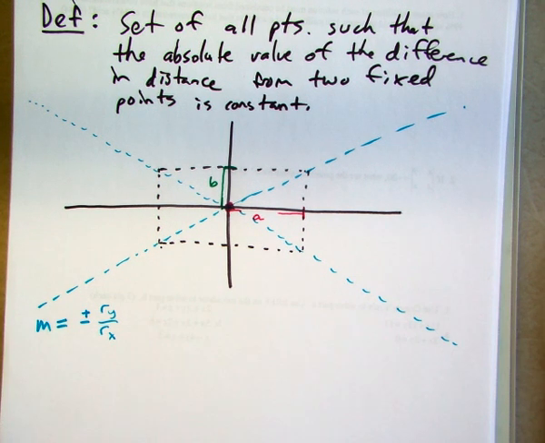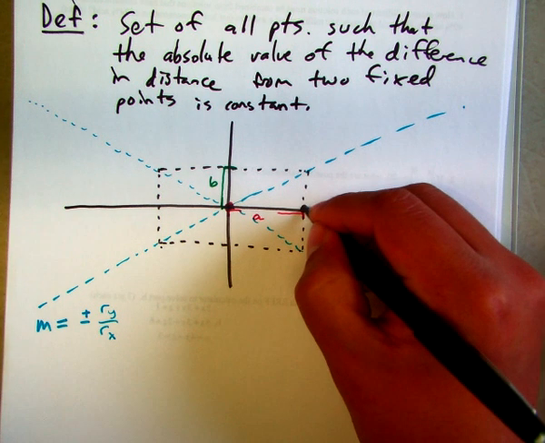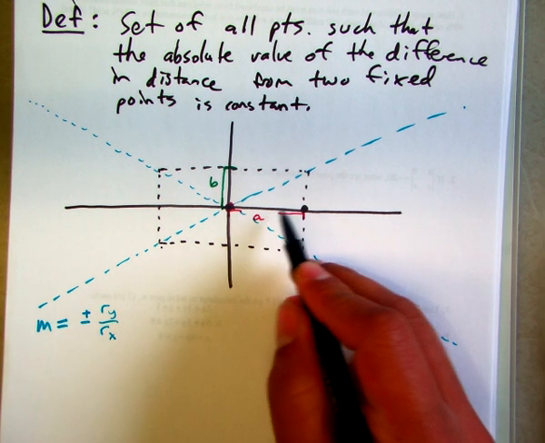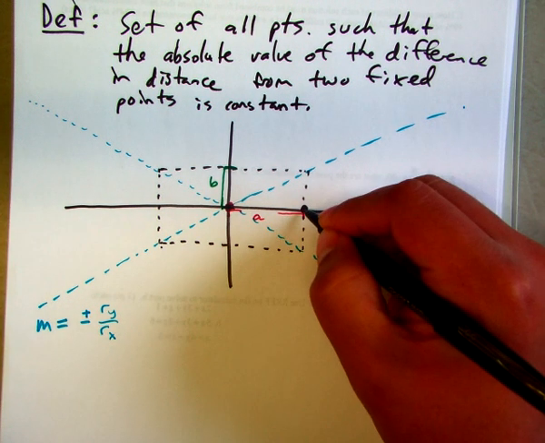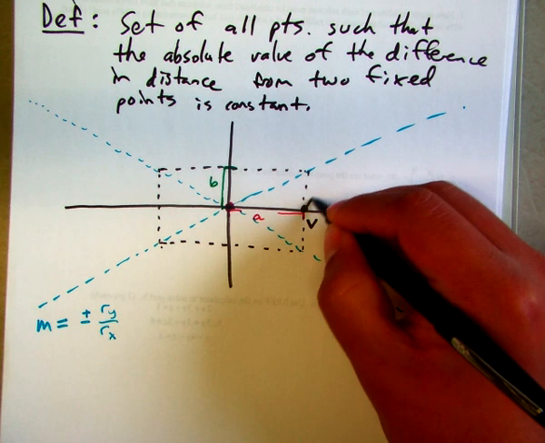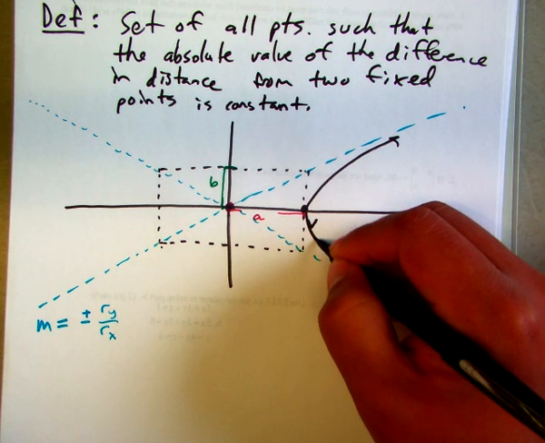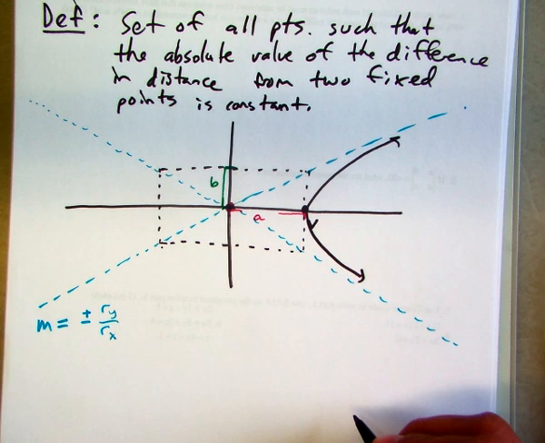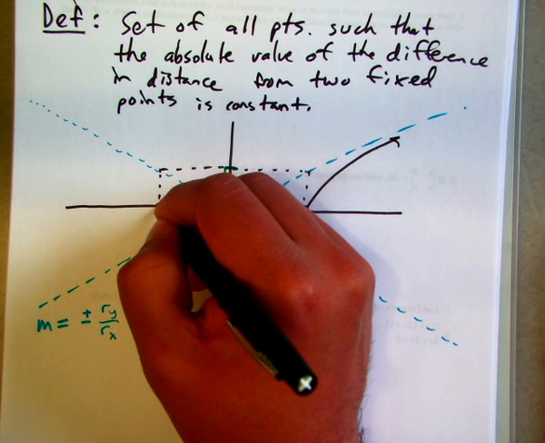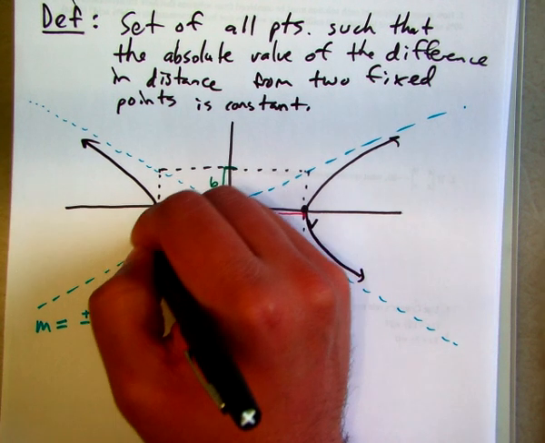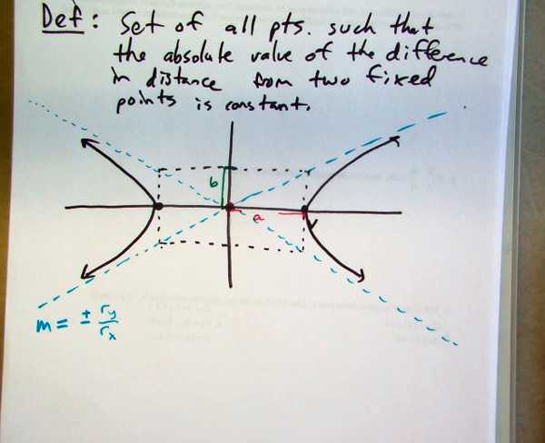And now, the actual hyperbola: wherever a is, that's where you draw the vertices. And you just draw what looks like two parabolas that get closer and closer to the asymptotes on each side. So this is what the hyperbola looks like.